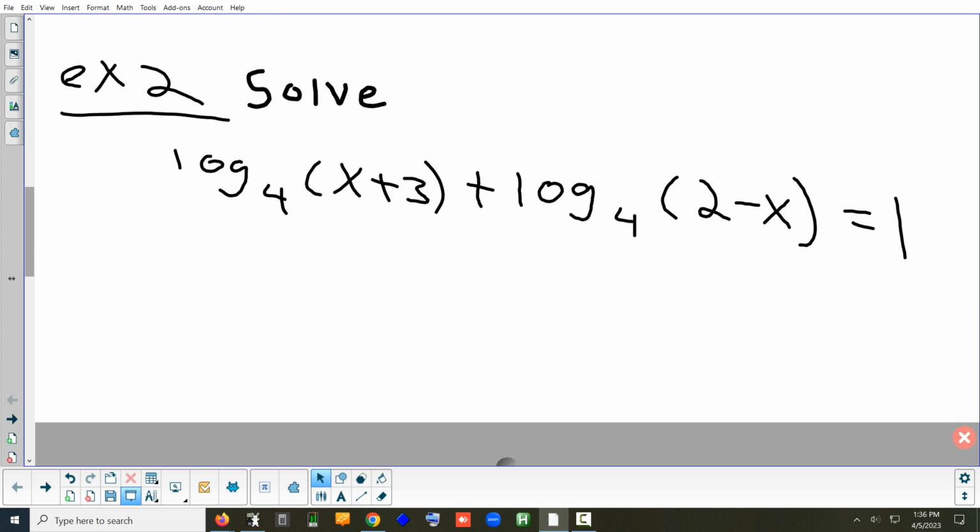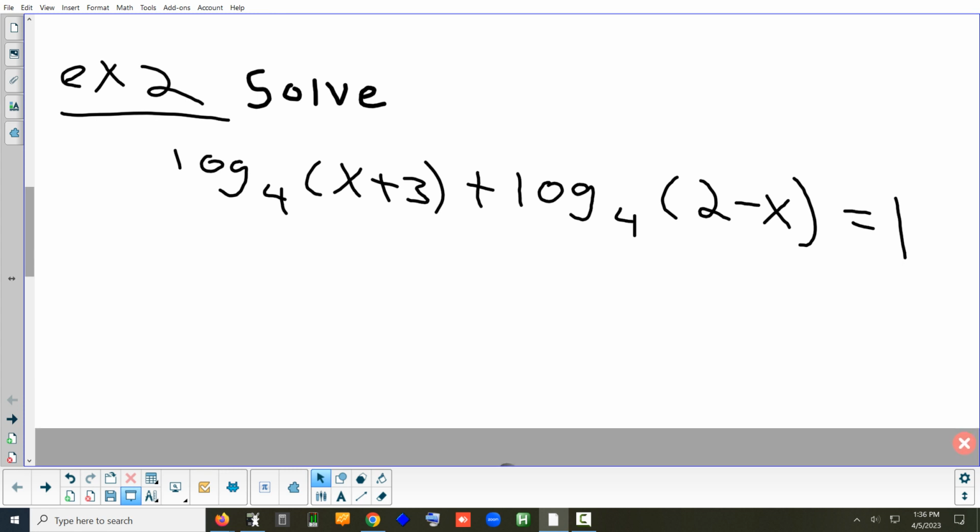Okay, so look at the logs on the left-hand side. Does anybody notice anything about both of them? They both have a base of 4. So when you have 2 logs, and they both have the same base, you can take the 2 logs that are separate and do what with them? Well, yeah, we're going to combine them. And then whether we multiply or divide, we'll talk about that next. We're going to combine them into a single log.